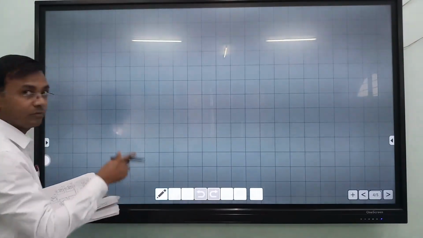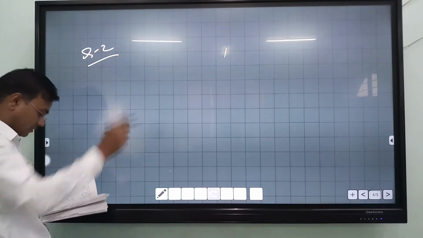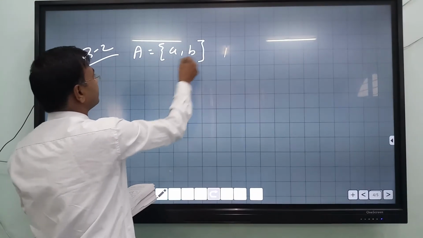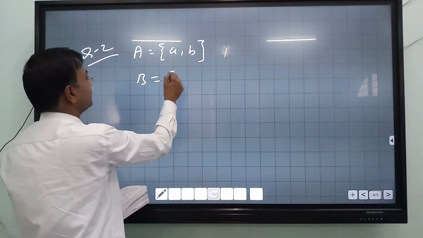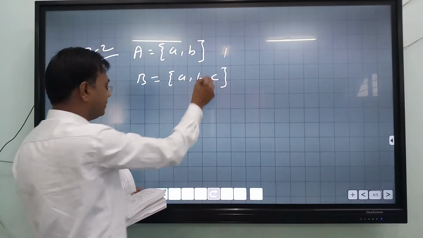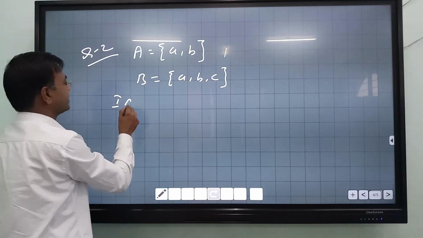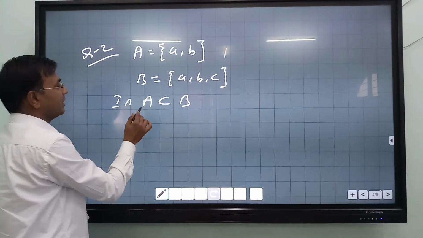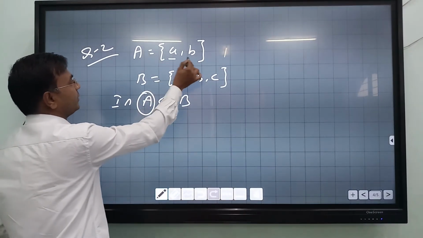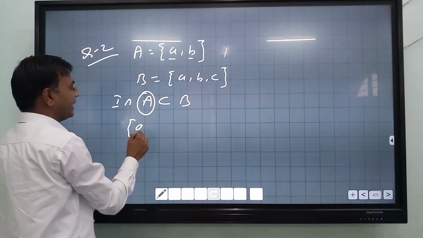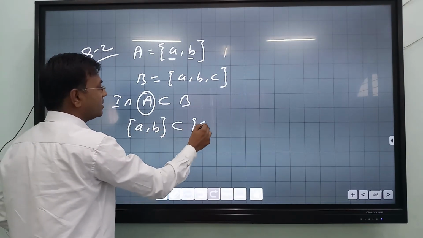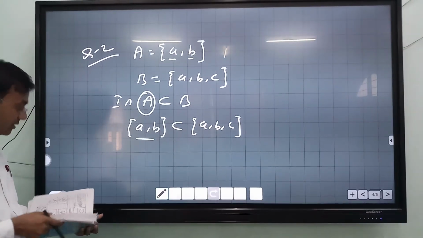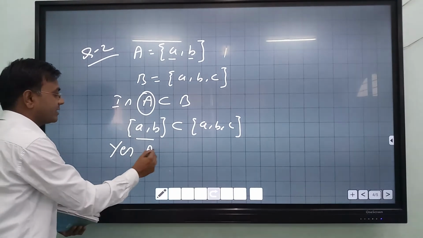I'm taking question number 2. Let A equal {a, b} and the set B equal {a, b, c}. Now the first part is: is A a subset of B? We already studied that A is a subset of B if all elements of A, that is a and b, lie in set B. So clearly {a, b} is a subset of {a, b, c}, because a and b lie in this set. So the answer is yes, A is a subset of B.